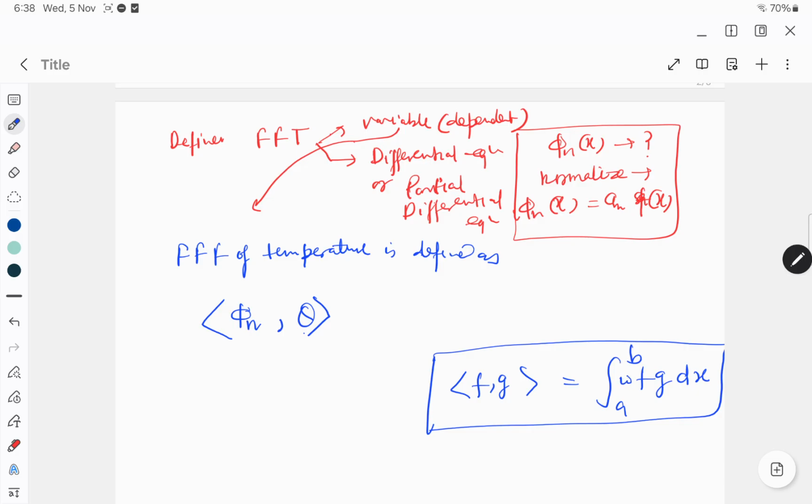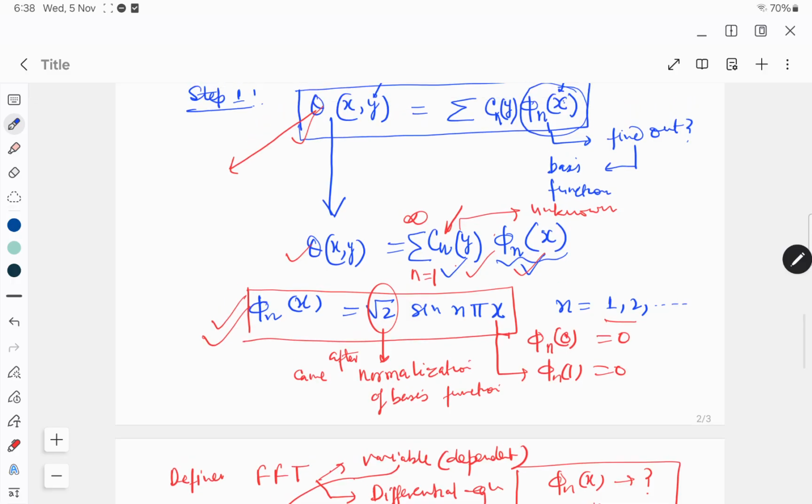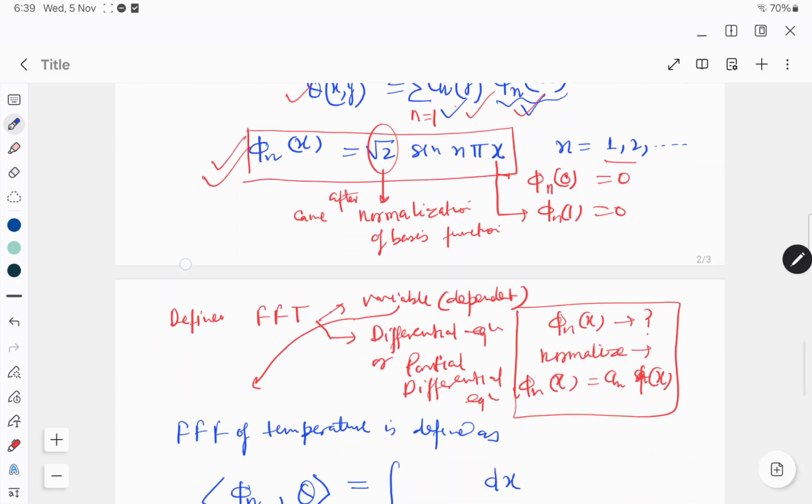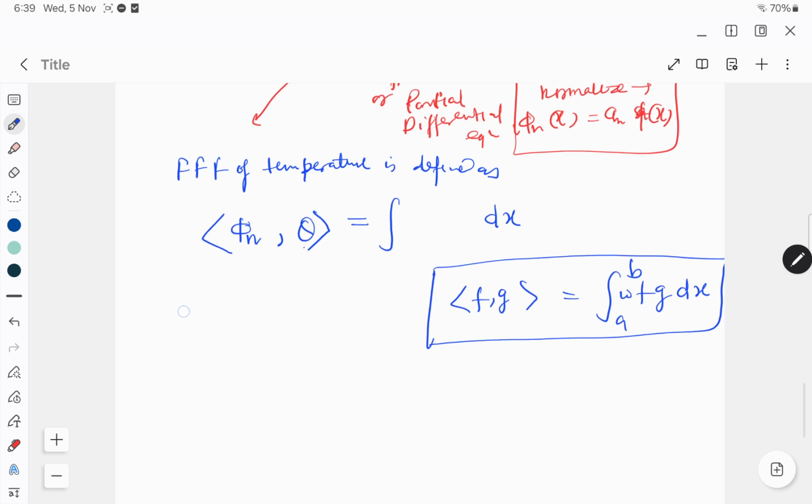Okay, so this is the FFT. The FFT of a variable is defined as follows. In the x direction we have to integrate first. The x direction is finite, you see the domain, so we have to take the FFT in the x direction. Now x will vary from 0 to 1.